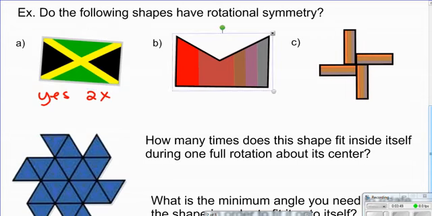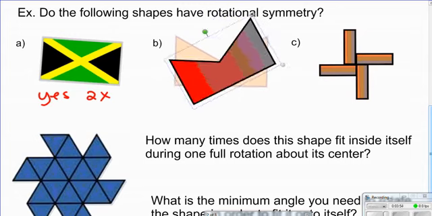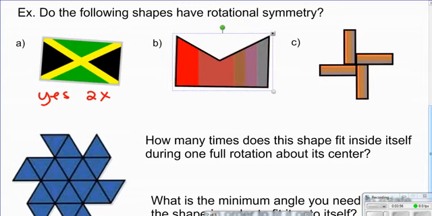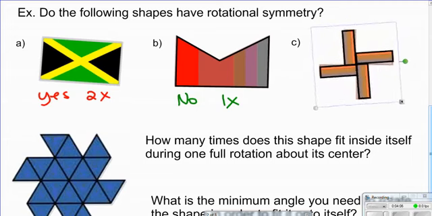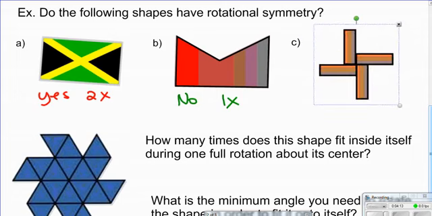When we look at this one, hopefully you can see that no matter how I turn it, it's not going to fit into its original outline again until I get all the way around. So this one does not have rotational symmetry because it only fits into itself 1 time. And on the last example, this is like a pinwheel. It fits 1 time, 2 times, 3 times, 4 times. So yes, it does have rotational symmetry because it fits 4 times into itself. And those are times, not 4x, 1x, 2x, just to clarify.